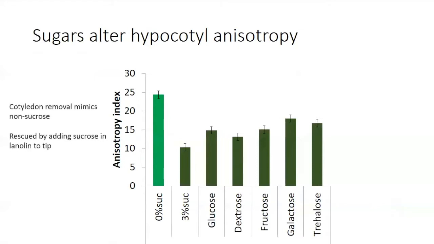And the other interesting thing is that if you chop off the cotyledons, which are an endogenous source of carbon, you mimic the low sucrose condition. And if you add little grains of sand back on top to be a weight, that doesn't rescue it. So it's not as if it's because they're lighter that they grow faster. We think it really is something to do with the availability of carbon. And you can rescue that cotyledon removal by adding sucrose back in lanolin to the tip. So it looks like it's that carbon source that's really important. Now, what we don't know is how this is being sensed. But there is something there that's changing this anisotropic ratio.